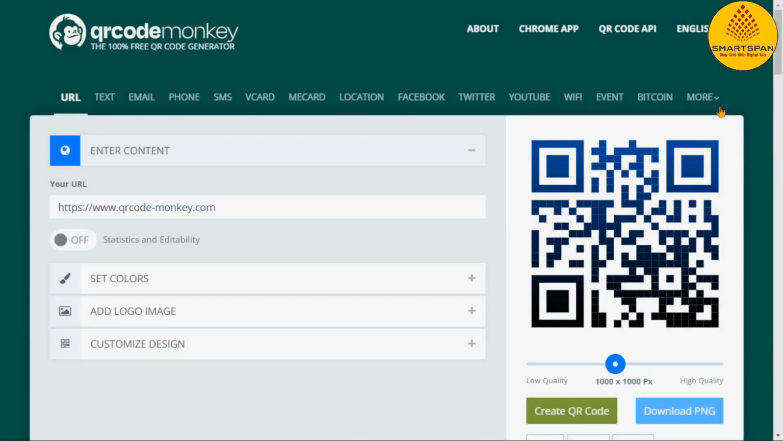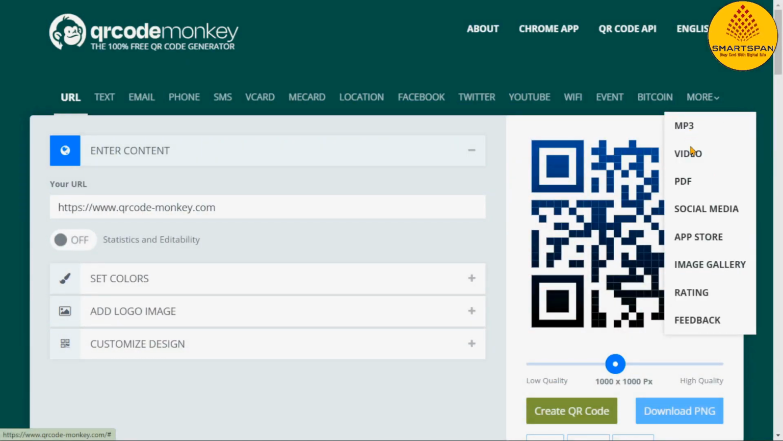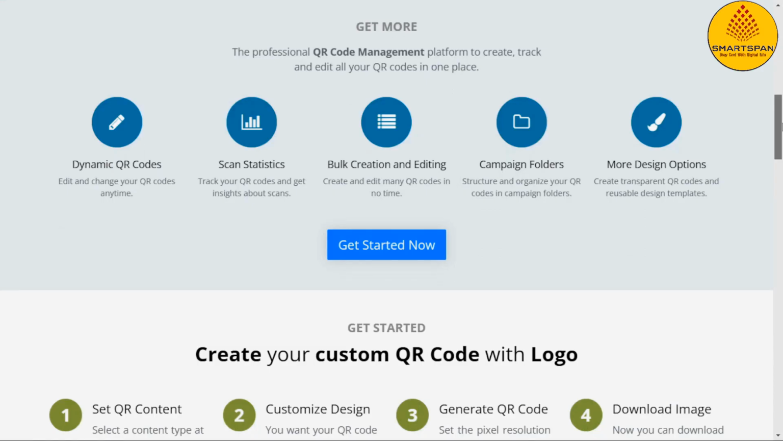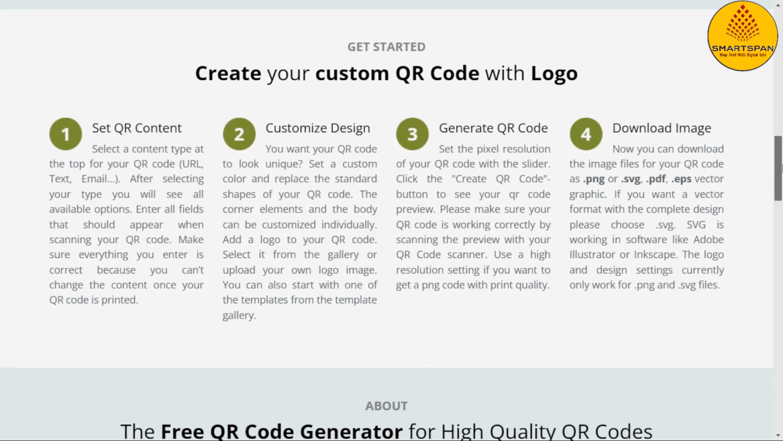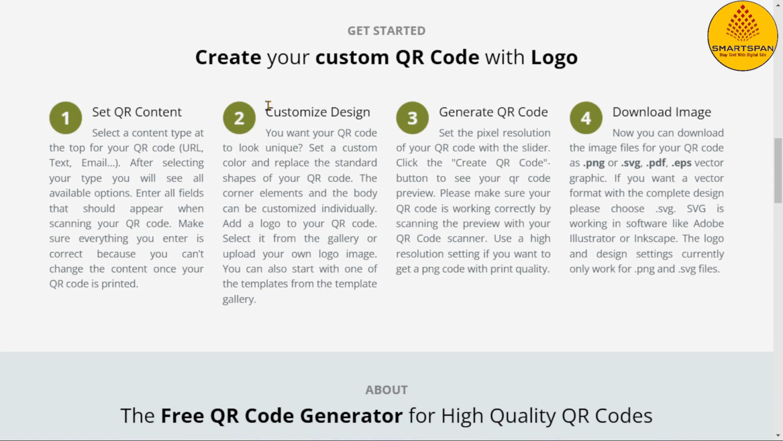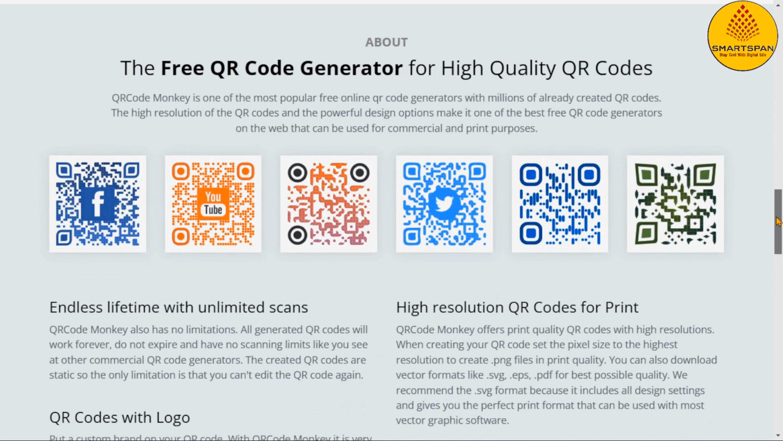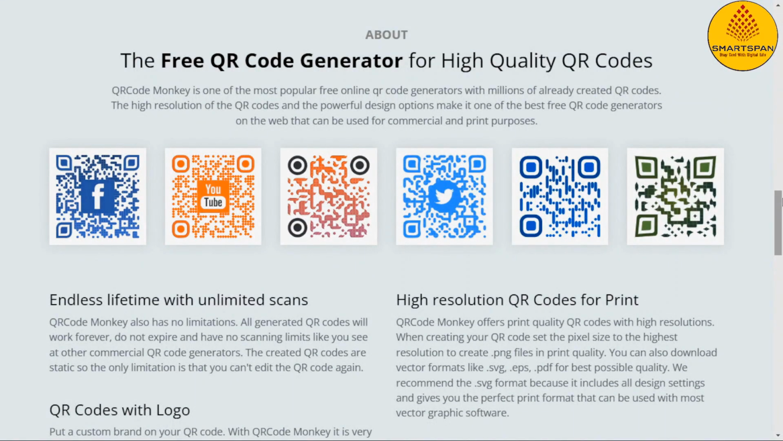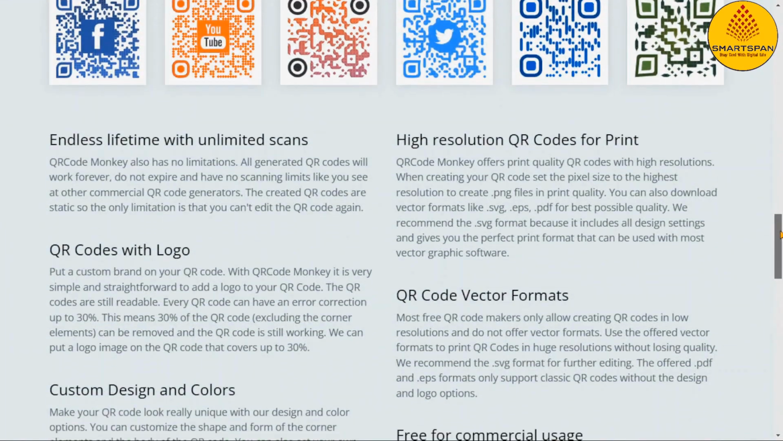Now that you've created your QR code, here are some creative ways to use it. Add it to your business card to share contact details instantly. Print it on flyers or posters to promote events or websites. Use it in classrooms to share assignments or resources. Generate a Wi-Fi QR code for guests at home or your cafe.